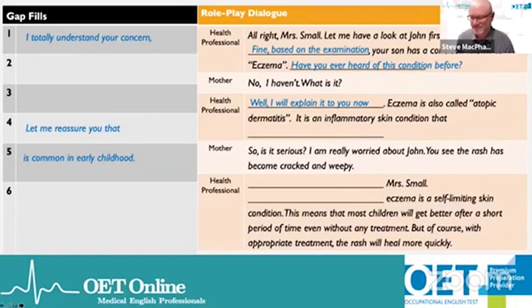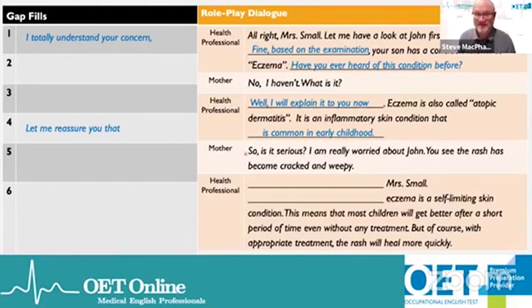Well done, Sharon. That is number 5. It's an inflammatory condition that is common in early childhood. So that's reassuring the mother, isn't it? If you said it's a rare condition, I think the mother in this case would be quite worried. But by just saying it's a common condition, that tends to ease that tension.